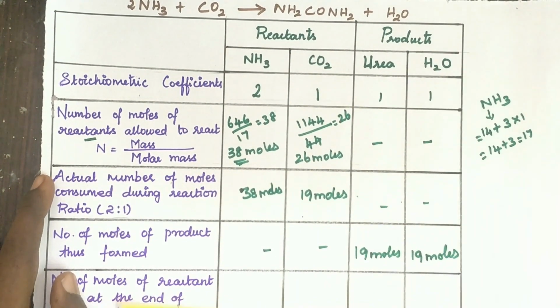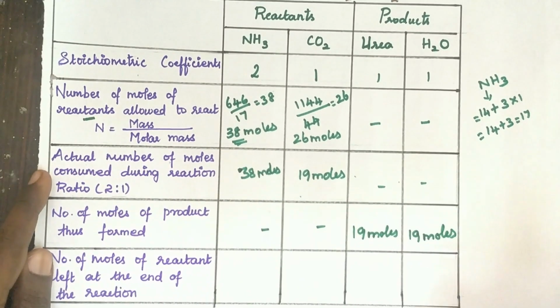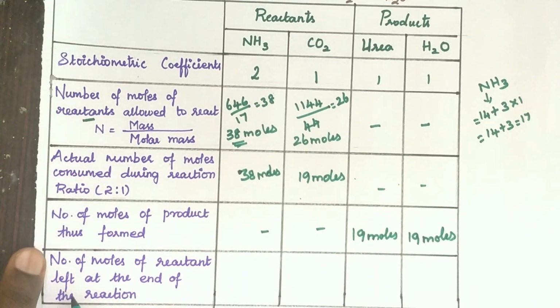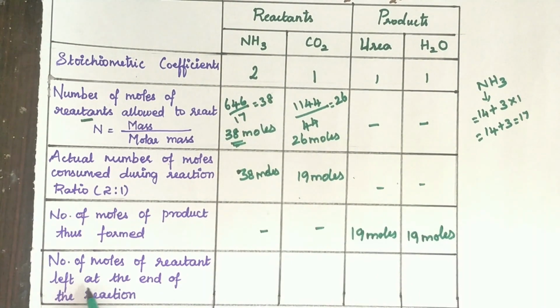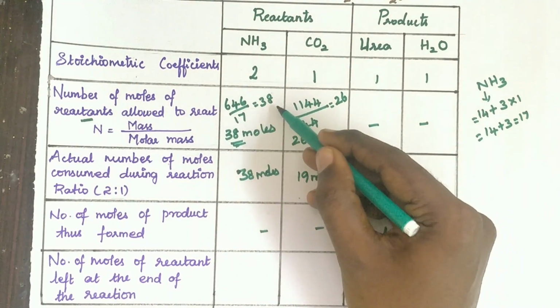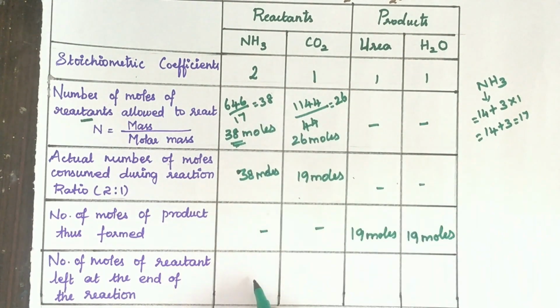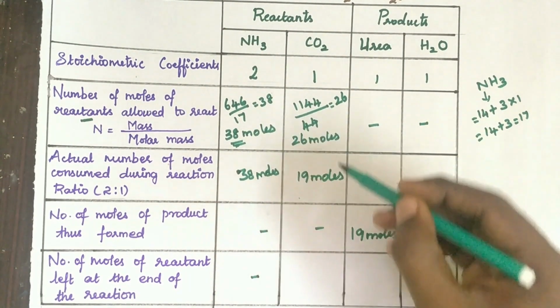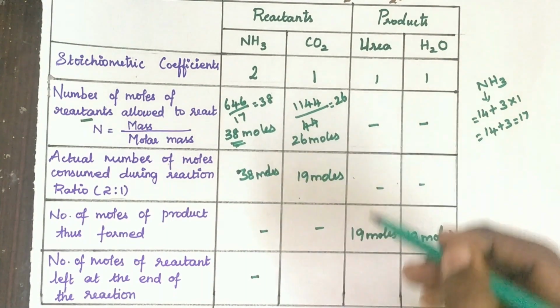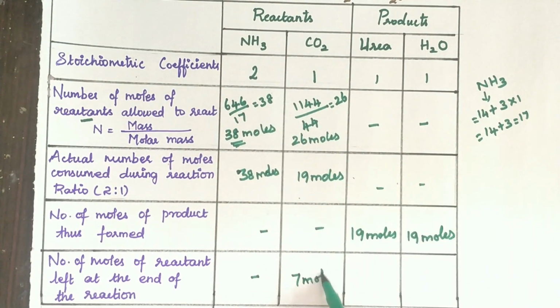Final step, the number of moles of reactant left at the end of the reaction. You subtract 38 minus 38, absolutely no value, so nil. In the case of CO2, 26 minus 19, the balance we get is 7 moles. They ask only for the reactant, so no need to find the product. So we calculated the number of moles of reactant left, product formed, and actual number of moles.